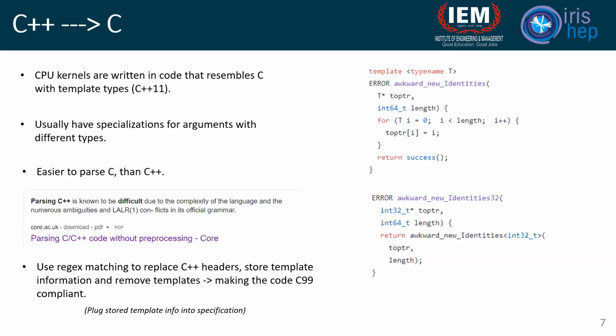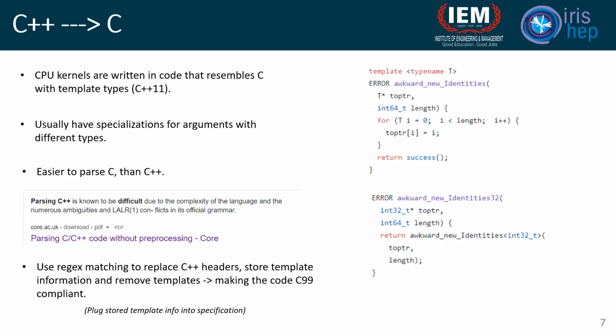If you look at this diagram on the right, you'll notice that, like I mentioned earlier, the code really is C with template types. There really isn't anything very C++ intrinsic that is not present in C, except for the template types. And we also have function specializations for having arguments for a kernel that have different types. And the reason why we are doing this step of converting C++ code to C is simply that C is a lot easier to parse than C++. I know that C++ can be parsed maybe using Clang, but it's a lot more difficult than just parsing C.